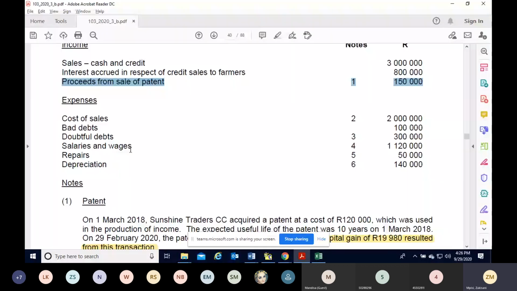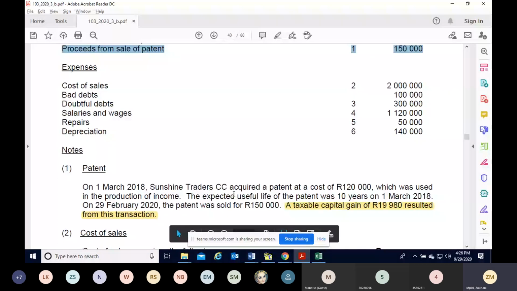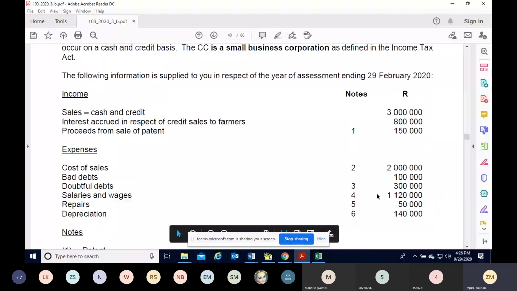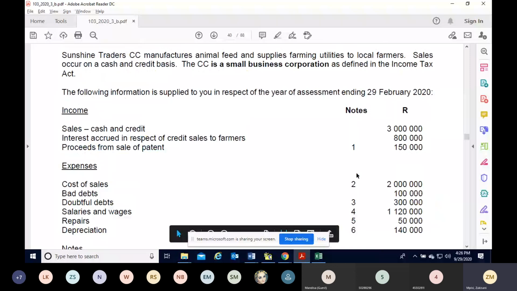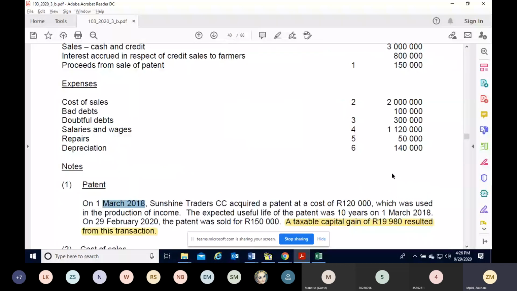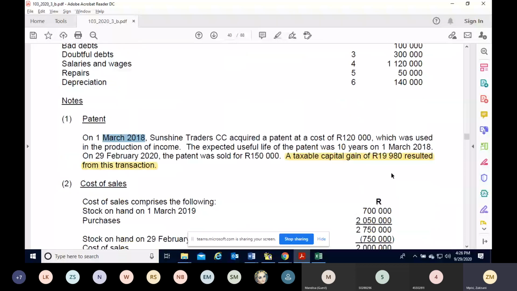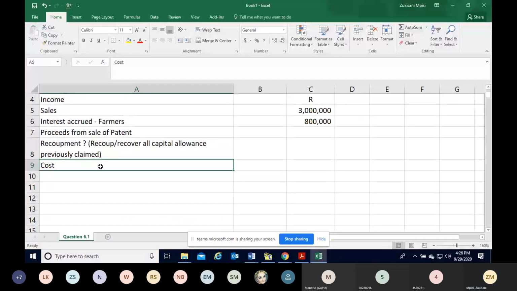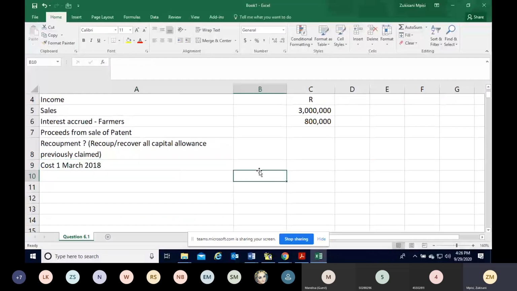So we are told that Sunshine Traders acquired on 1 March a patent at a cost of 120,000. So that was the cost. Remember, we are doing the year ended 29th February 2020, which would have started on 1 March 2019. So this was bought in a previous year, other than the year of assessment that we are working on. So the cost on 1 March 2018 was 120,000.